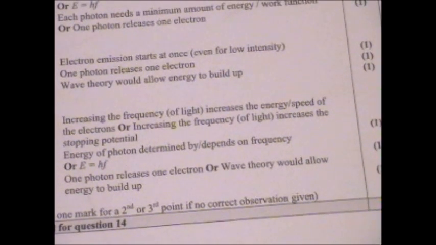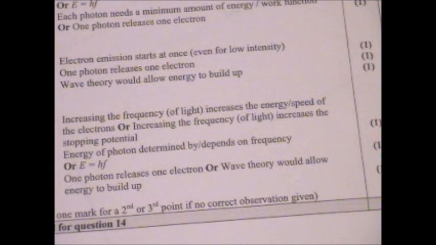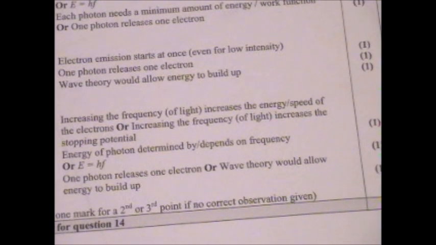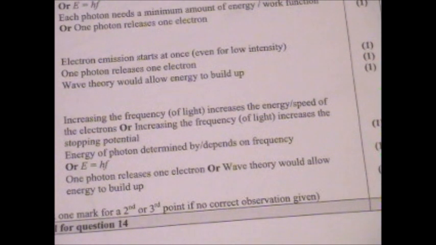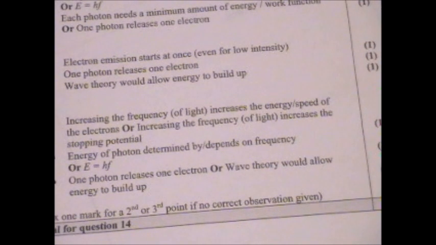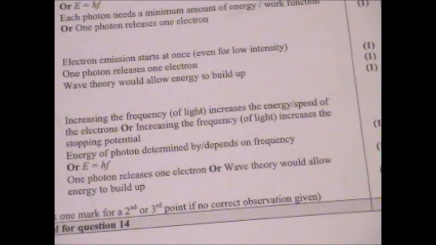Okay, so the final set of 3 is increasing the frequency of light increases the energy or speed of the electrons, or increasing the frequency increases the stopping potential. That's eV. That's something we've also discussed as well. So the energy of the photons is determined by the frequency, or E equals hf. So that's another time that point comes up. So it's a standard point. That point there and the 1 photon to 1 electron are 2 of the standard points that are almost always there as qualifying points that allow you to explain what's going on. And the bit underneath tells us that 1 photon releases 1 electron, or wave theory would again allow the energy to build up. So similar points to before.